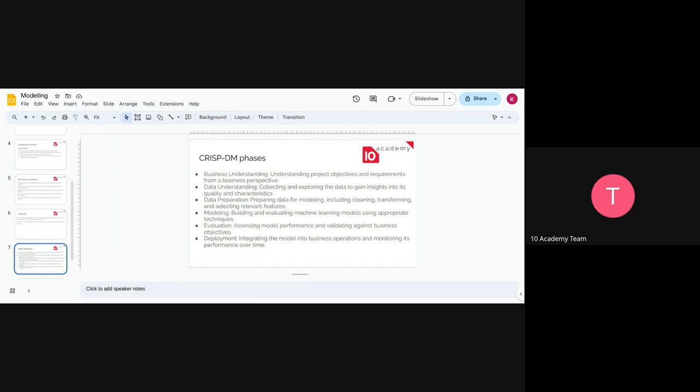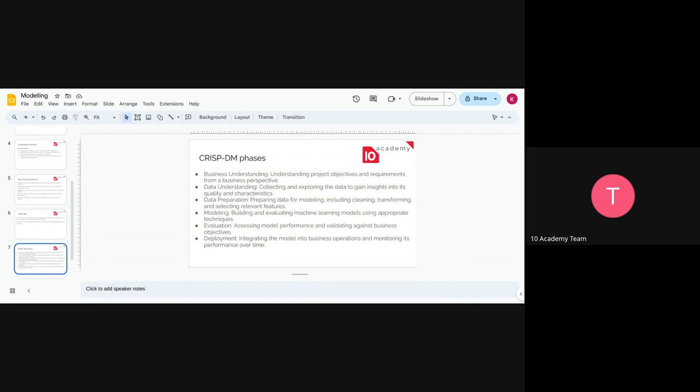And selecting relevant features means not all features that are provided by the data team are necessary for your project, right? I think you already have seen that while doing your projects. So just selecting the ones that you want or that are required for this project is also included in the data preparation. So after the data is cleaned, transformed, and all the relevant features are extracted, the next thing you're going to do is building a model.